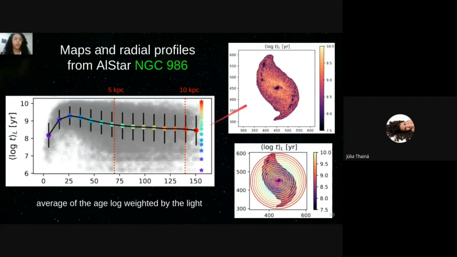Here we have the map of the average of the age, log weighted by the light, and here the radial profile, where we can see that this galaxy has star formation here in the center, and the outer population, here in the bulge, becomes younger towards the edge.